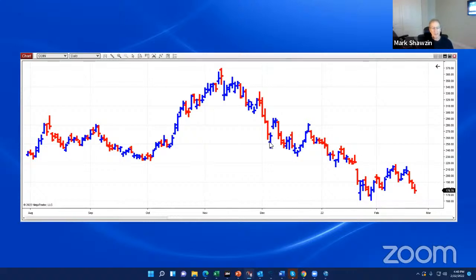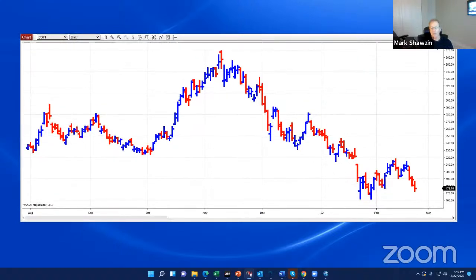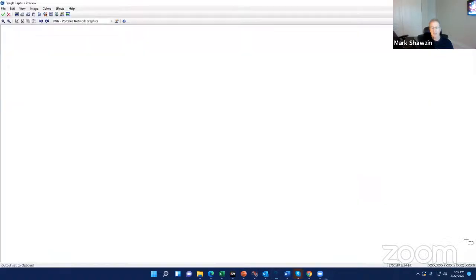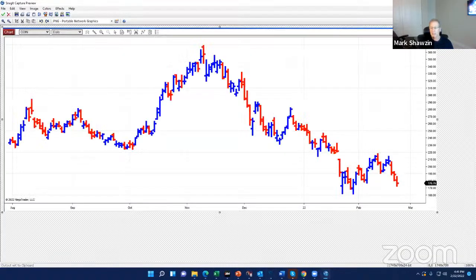So Coinbase is a proxy on the NASDAQ and cryptos. And if you're a crypto trader looking at this Coinbase chart, I would be a little bit nervous because this thing looks like it's going to go lower. So this is the chart of Coinbase now.